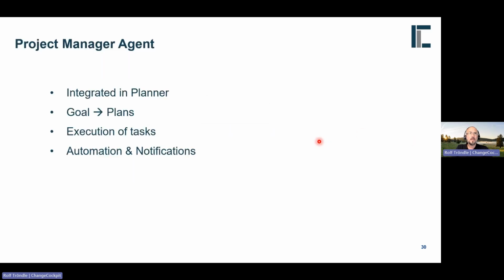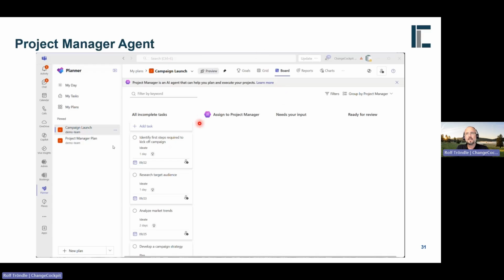Okay, next one coming up, Project Manager Agent. Project Manager Agent is the agent which is integrated in Planner. It will create goals into plans, and then it will execute the different Planner tasks, and do the automation and notifications for you. So let's have a basic demonstration here as well. We see here we have the campaign launch planner. That's a Project Manager enabled Planner plan.